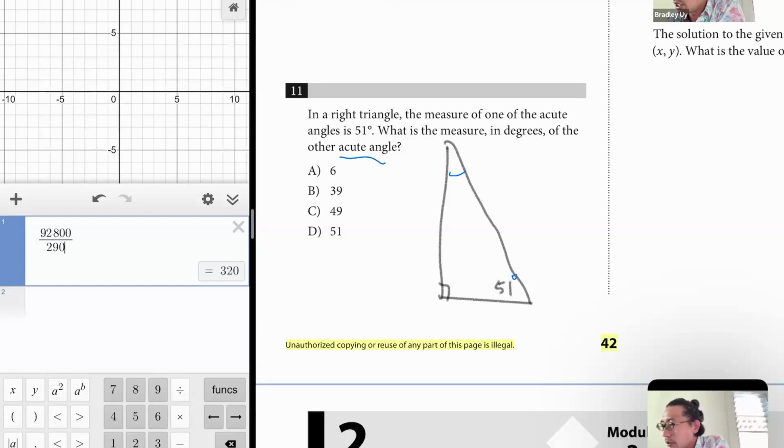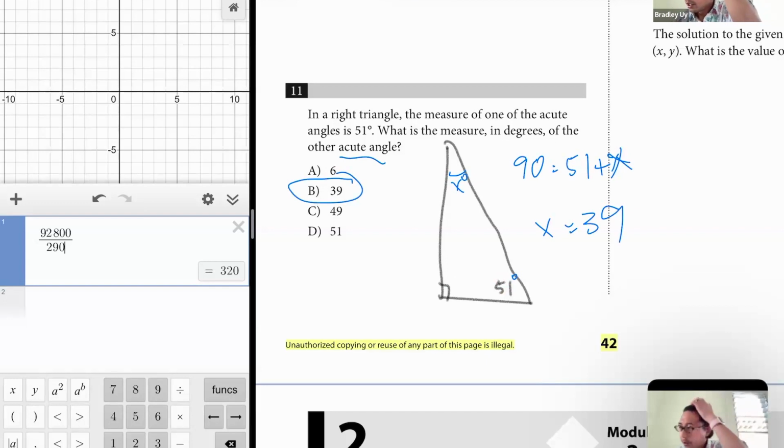It is 51 degrees. So we remember all the angles in a triangle add up to 180. This plus this is 180, but this is already 90. So that means this plus this is 90. So 90 is equal to 51 plus this unknown angle x. After you subtract 51 from both sides, x is 39, which is B.